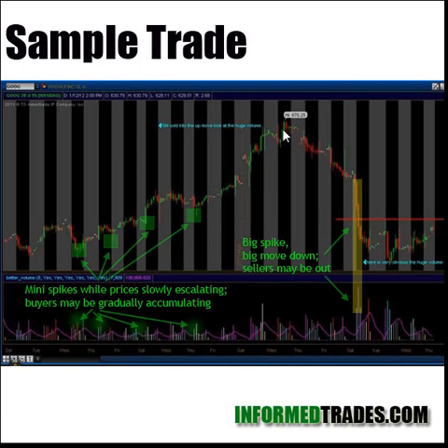Now, all the way up top here, we see price really start to accelerate, and we see a spike here. So this may be our cue that now the sellers have stepped in, that the buying that was going on here has turned into selling here, this volume spike right here. And sure enough, price then declines. Then we get another big volume spike here.